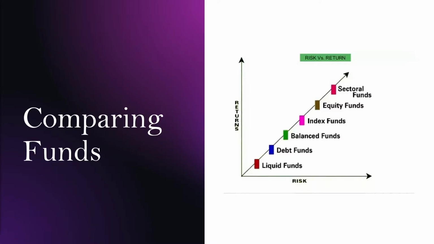And so comparing these funds in terms of risk versus return, the lower risk funds that have the lowest returns would be liquid funds, so money market funds. The next one would be debt funds or fixed income funds. And then as you get a bit more risky, you go to balanced funds. However, they're still not really that risky. From balanced funds, you move to index funds, from index funds to equity funds, and then finally those sectorial funds, which invest in a specific industry.